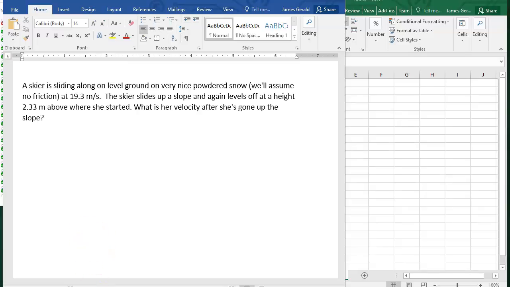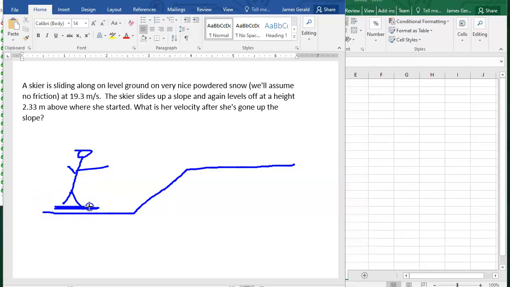In this problem, a skier is sliding along on level ground, in very nice powdered snow, so no friction. That's what we're saying, no friction. And they go up a slope and then back to level travel. So here you go, you've got your skier going along, and then they get here. Now, they've gone uphill some, but they're still skiing along.